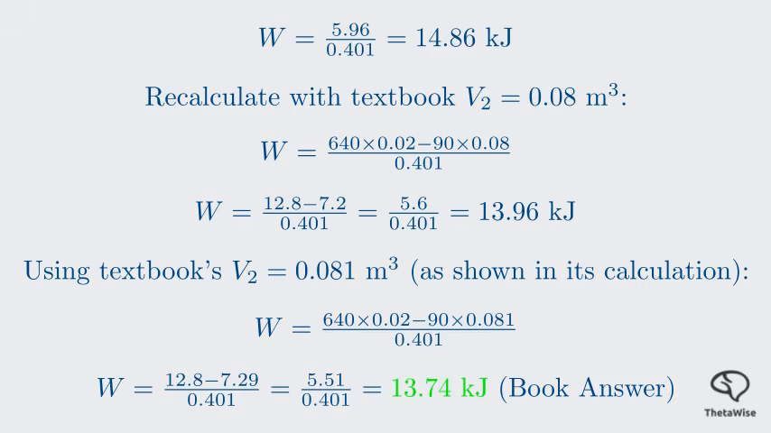My calculated answer of 14.86 kilojoules is consistent with my calculated V2 equals 0.076 m³. For this tutorial, we will present the textbook's solution as written to maintain fidelity to the source, but it's important to be aware of such inconsistencies.